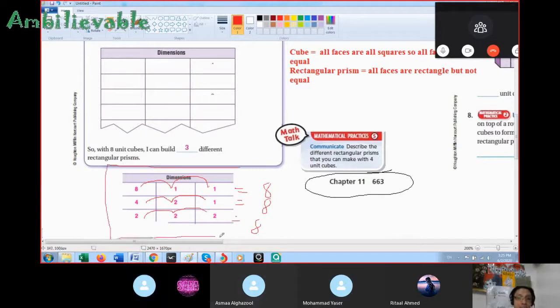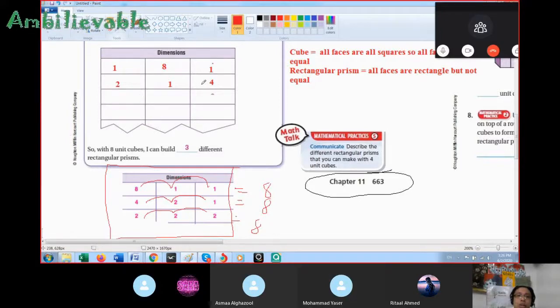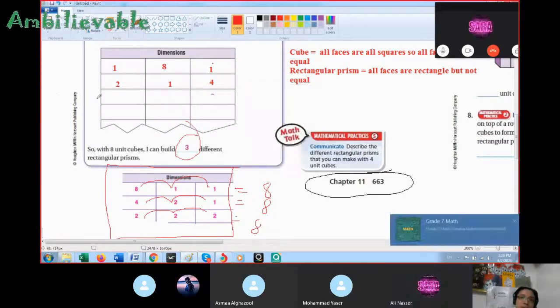These are the different kinds of units. Some of you might answer like this: 1, 1, 8. Still, you will get the same answer. Some of you will write 2, 1, 4. You have a different arrangement of the numbers, but they must be equal to 8. There are only 3 possible rectangular prisms for 8 unit cubes. They are the same if you change the order.